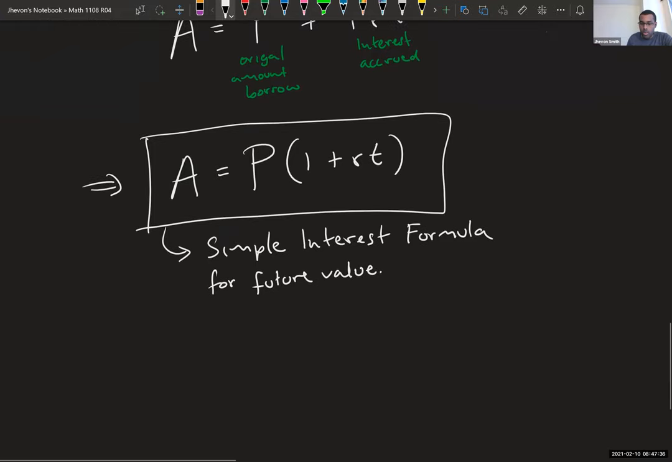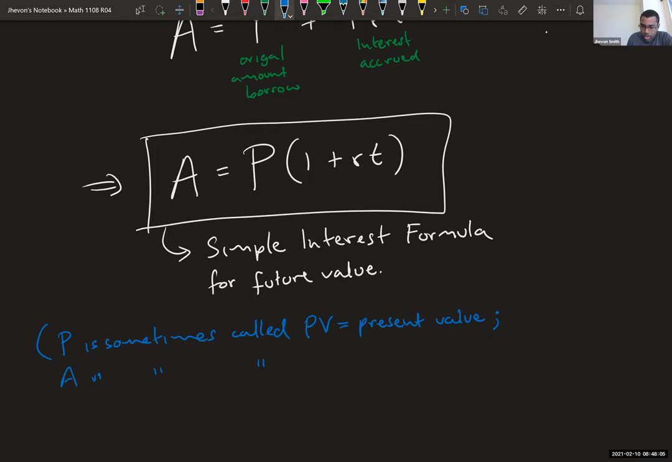For future value, okay? Which I should make that maybe a parenthetical statement. P is sometimes called PV for present value. It's the value that you have now, the amount of money that you have now, what's worth now, and A is sometimes called FV for future value, the amount that you'd have to pay back or the amount that you expect to have in the future.